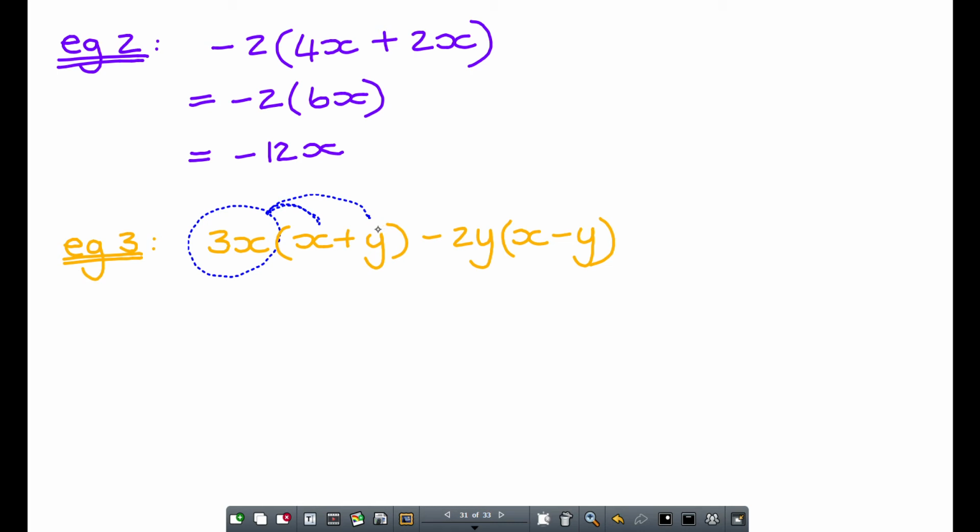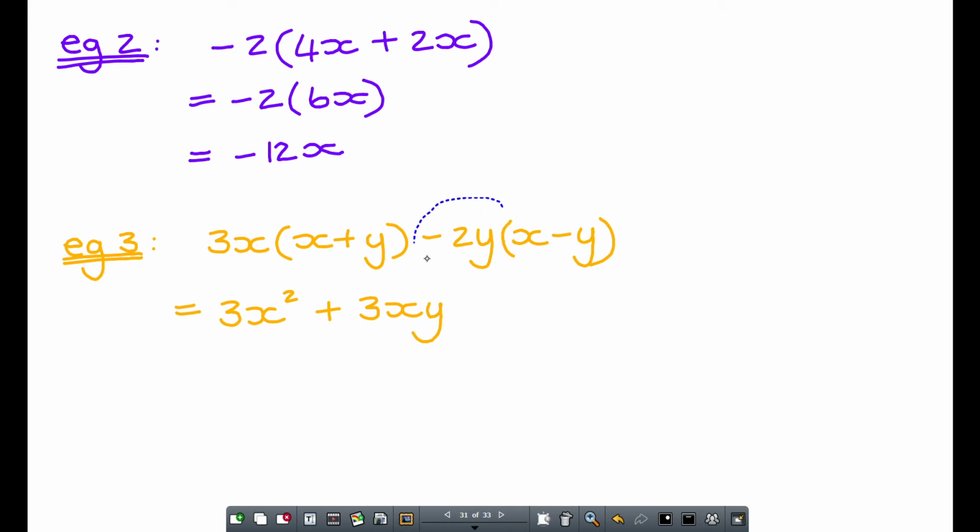Okay, so let's first do that part. So 3x times x is going to give me 3x to the power of 2. Right, now I'm going to say 3x times y will give me 3xy. Good. Okay, now this next part.